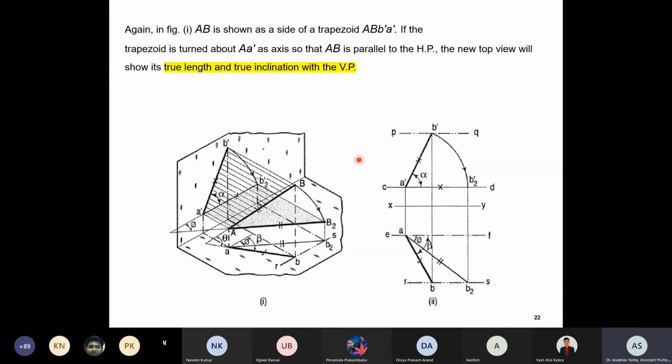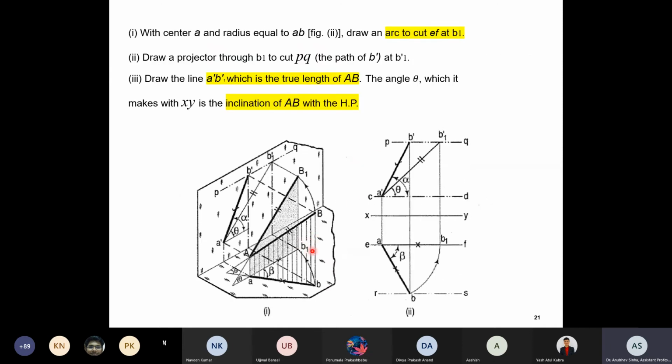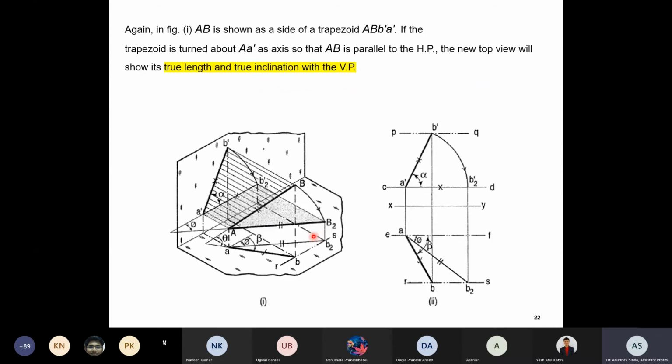Similarly, so this was about when you keep the trapezoid on the vertical plane and rotate it to make it parallel to horizontal. Now you can use the other way also. You can keep that trapezoid on the vertical plane and rotate it such that it becomes parallel to the horizontal plane. So same type of steps will be there, and now in the top view you will get the true length. This will give you the true length AB2.